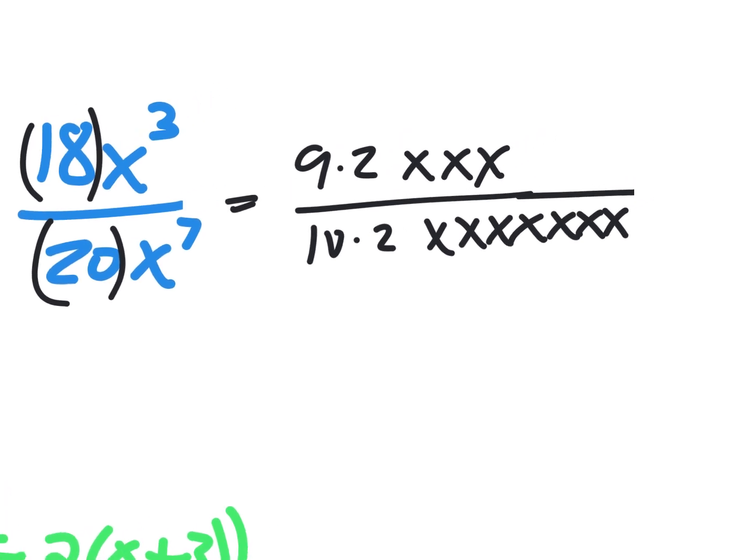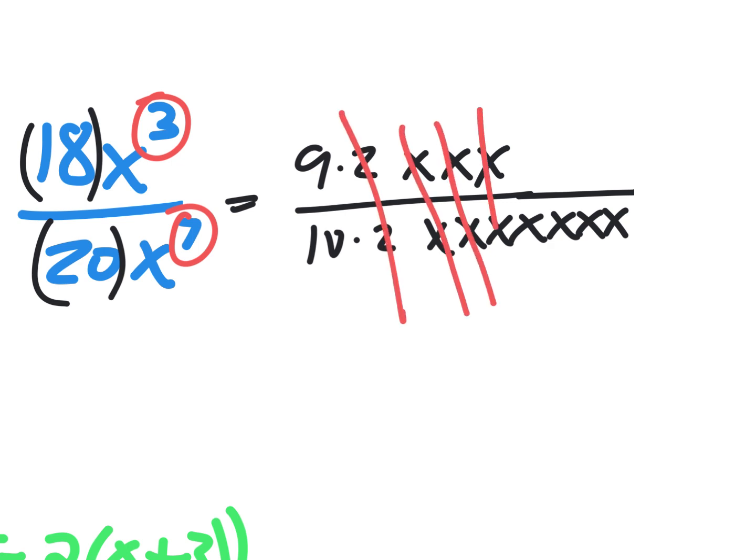I get it. It's subtracting the exponents, but then you're like, is it 4? Is it negative 4? Is it on top? Is it on the bottom? But if you just write it out like I just did, it's so easy. There, everything cancels like that. And it's just 9 over 10x to the fourth. See how easy that is?